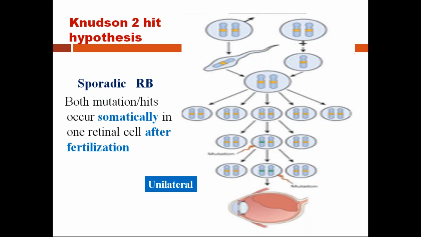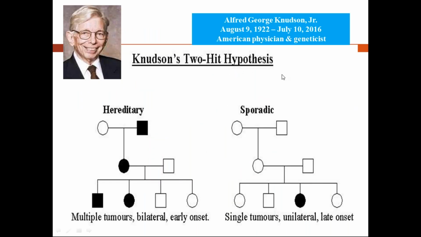5-6 years of age. So this hypothesis was formulated by Alfred George Knudson. He's an American physician and geneticist. He is the one who found out the pathogenesis involved in both hereditary and sporadic forms. So in hereditary, one of the parents will have that mutated allele, whereas in sporadic, both the parents are normal. The mutation is acquired in the offspring.